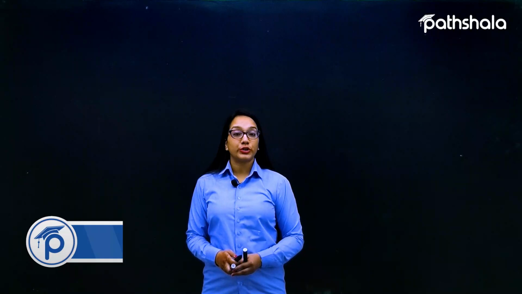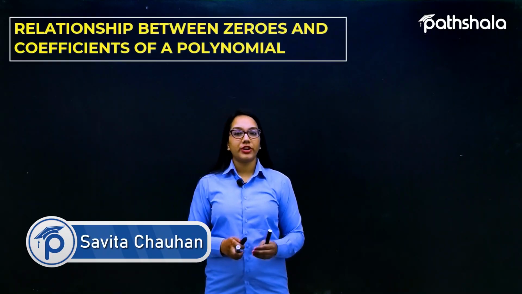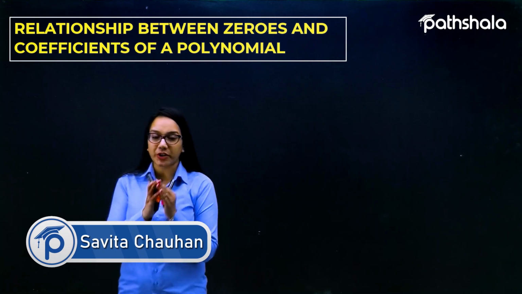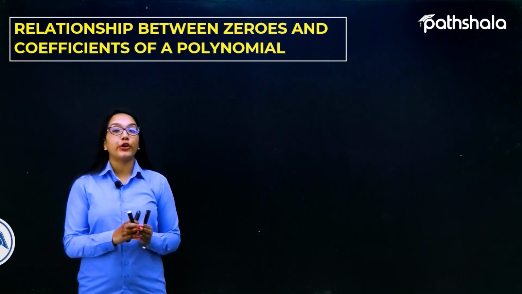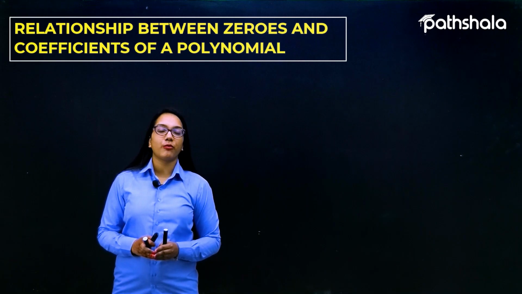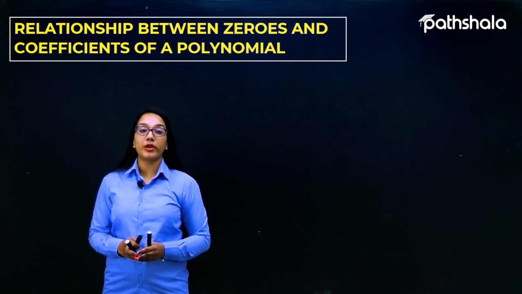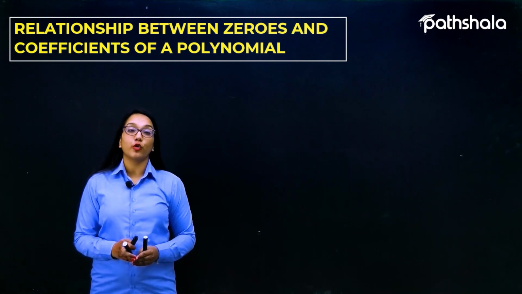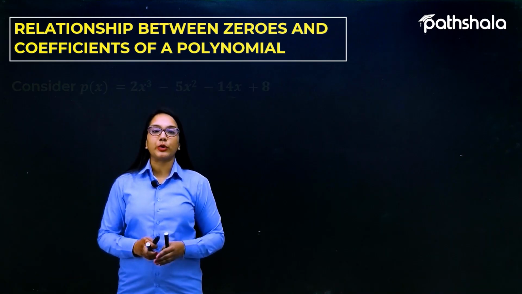Now let's further talk about the relationship between the zeros and the coefficients of a polynomial, but of a special type of polynomial, which is a cubic polynomial. In the same way as we did for the quadratic polynomial, we will find the relationship between the zeros and the coefficients of a cubic polynomial. So let's consider a particular example.